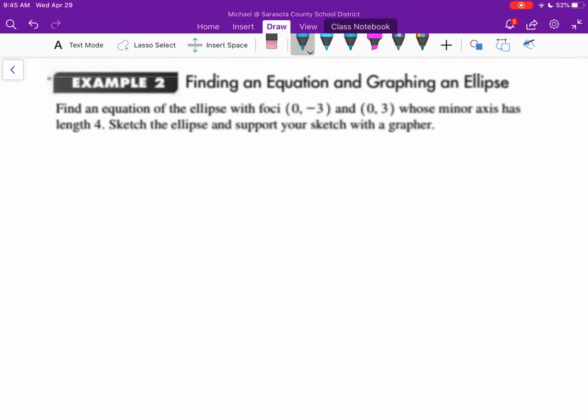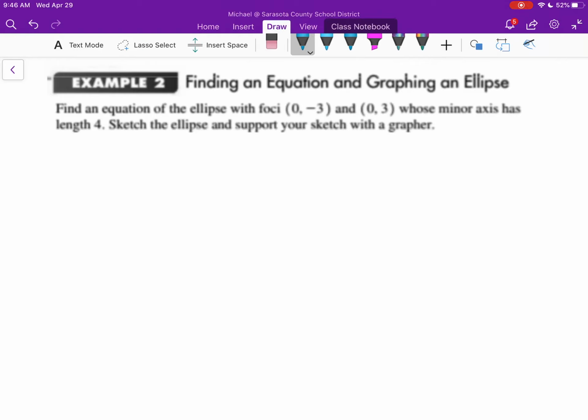In this video, our goal is to find an equation of an ellipse given some information regarding the foci of the ellipse and the minor axis. And then we're going to give you a quick representation of how you could graph this on your graphing calculator.